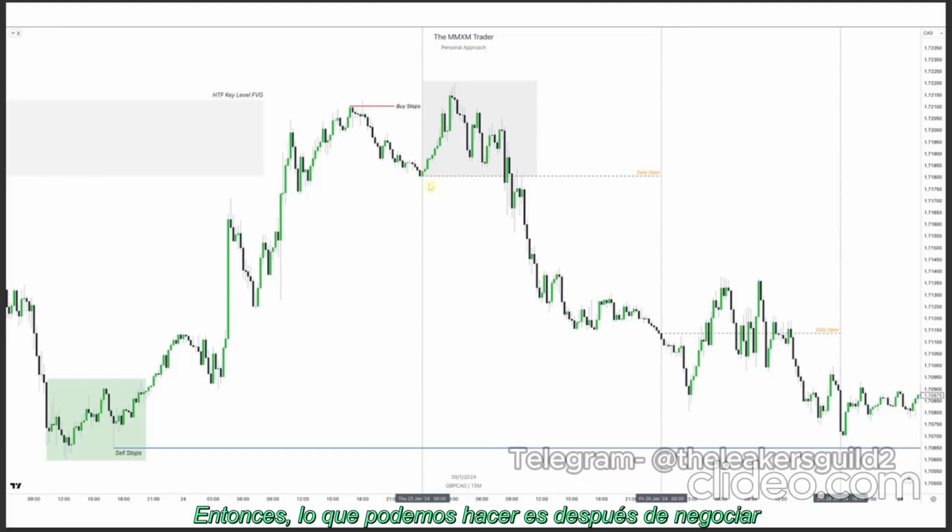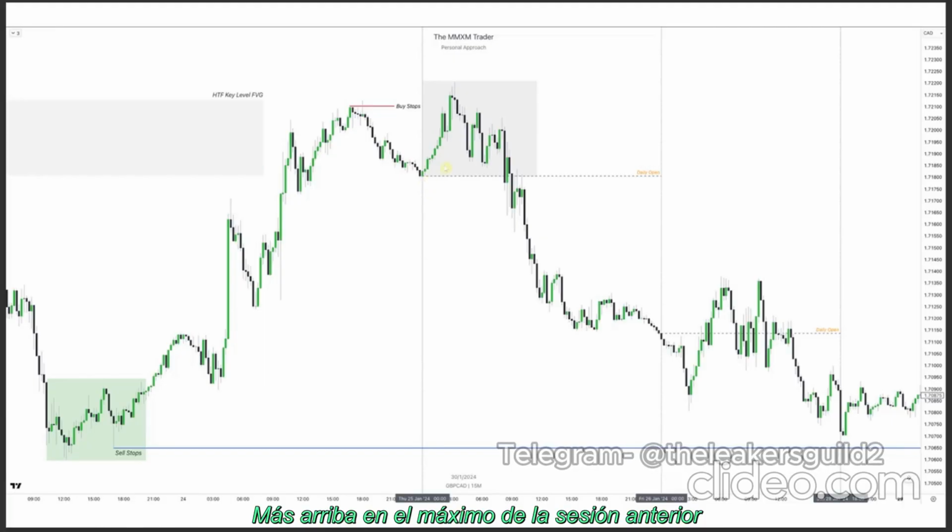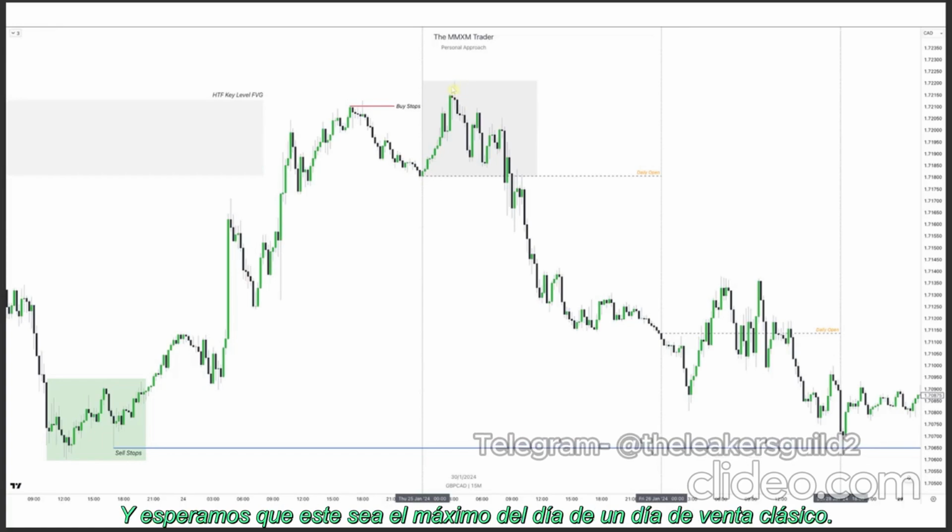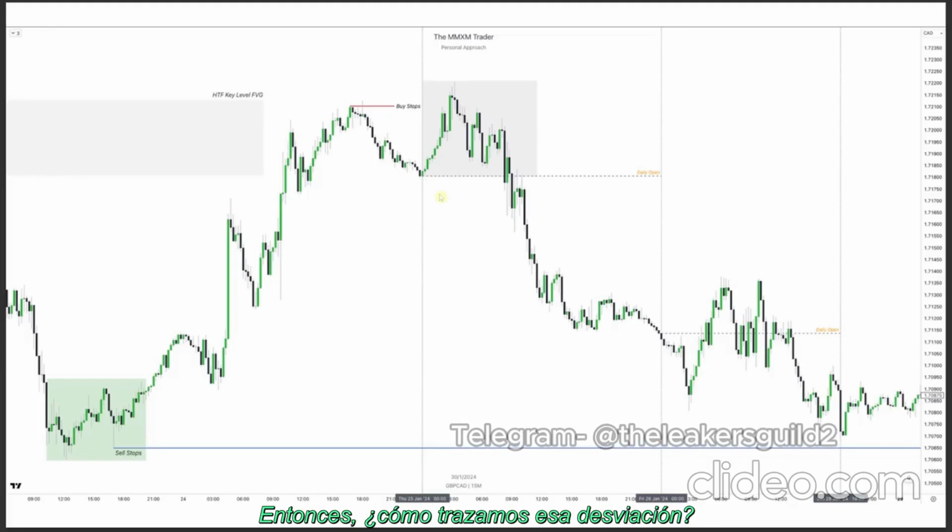So what we can do is after we trade higher into that previous session high, and we expect this to be the high of the day of a classic sell day. So how do we map out that deviation, right?